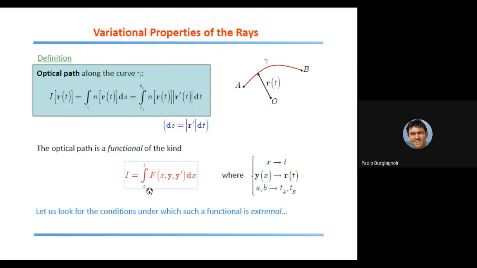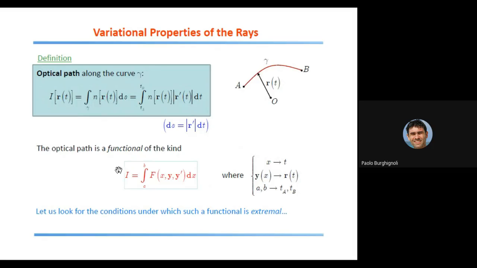It's an integral with respect to some scalar quantity x of an integrand which depends on x, of course, but also on y and y prime, where y is a function of the parameter x. Of course, in our example above, x is the parameter t, y as a function of x is r as a function of t, and a and b correspond to the integration limits.